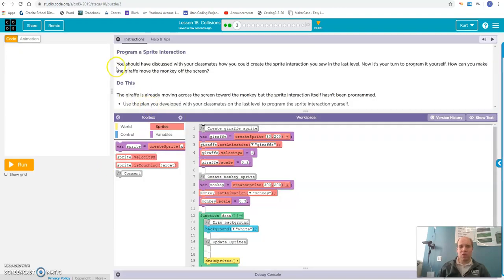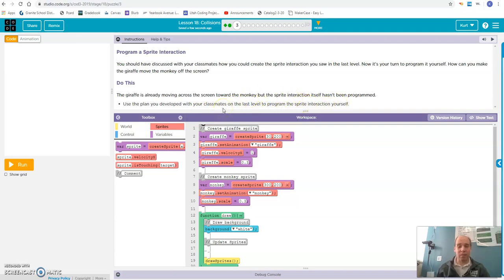So, you should have discussed with your classmates how you could create the sprite interaction you saw on the last level. Now it's your turn to program it yourself. How can you make the giraffe move the monkey off the screen? The giraffe is already moving across the screen toward the monkey, but the sprite interaction itself hasn't been programmed. Use the plan you developed with your classmates on the last level to program the sprite interaction yourself.